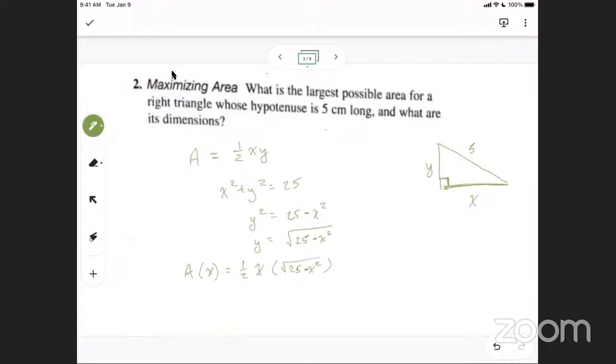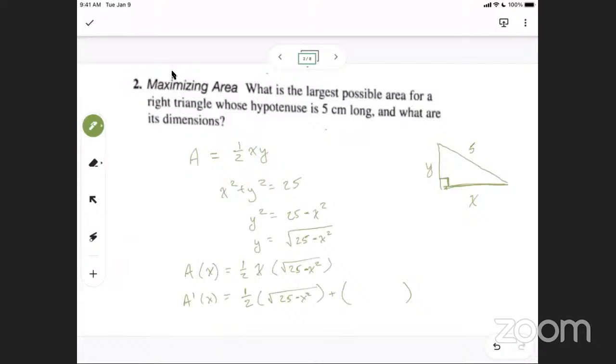So if we want to find the largest possible area, we're going to take the derivative and then we're going to solve that for 0. And that's going to tell us the max or the mins. Okay, so let's do that. So the derivative of this, we're going to have to use the product rule, right? So it's the derivative of the first times the second plus the derivative of the second. So I'm going to have to do a little bit of chain rule in here, right?